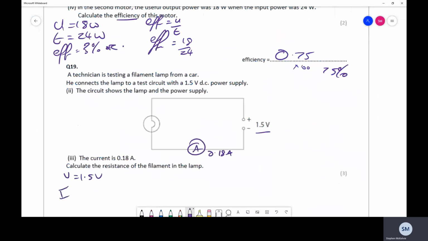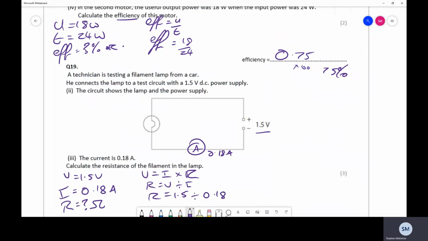I'm collecting my terms. I don't know which equation I'm going to use yet. And it's trying to ask me to calculate the resistance in ohms. The equation that I know is V equals I times R. I must make R the subject of the equation. Rearrange to find R, so divide across by I. R is equal to V divided by I. R is equal to 1.5 divided by 0.18.